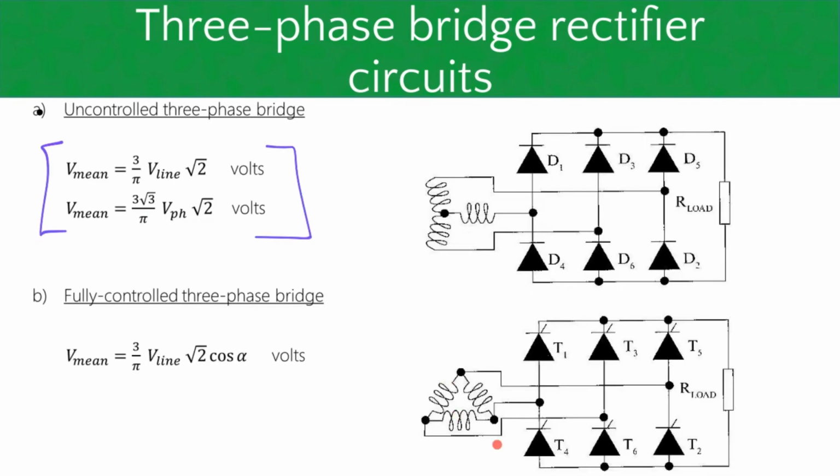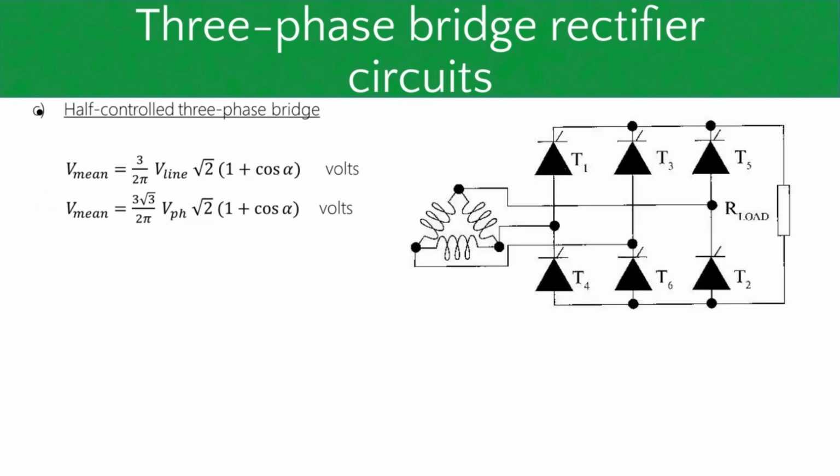And also take note where there's a delta supply, that can also be a Y or star supply. And where there's a star supply, that can also be delta. It's not that an uncontrolled three-phase bridge rectifier can only be supplied by a star connected transformer or star connected generator. It can also be powered by a delta connected supply as well. Same with the delta, it can be star. So it doesn't matter.